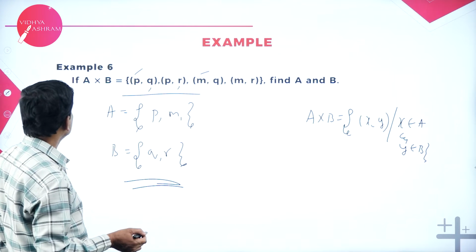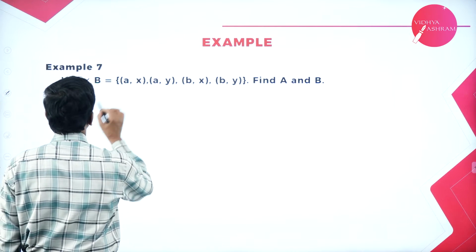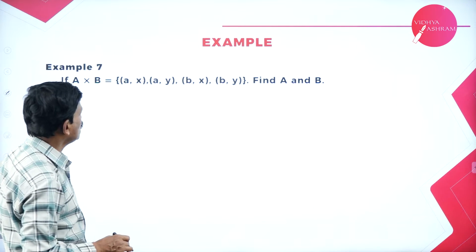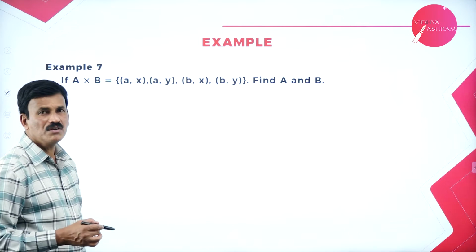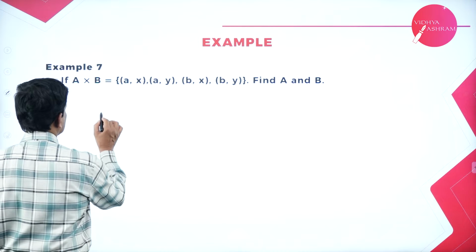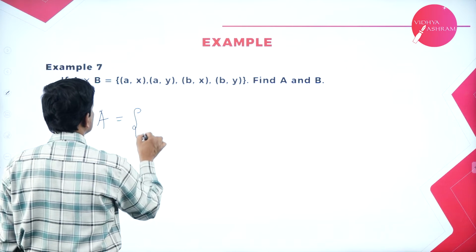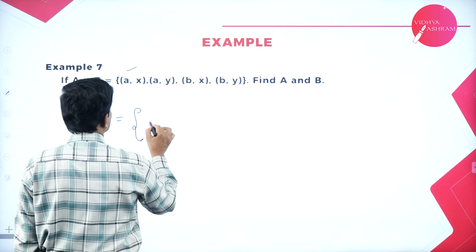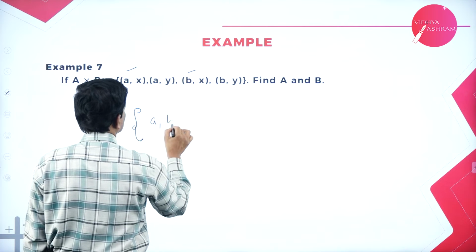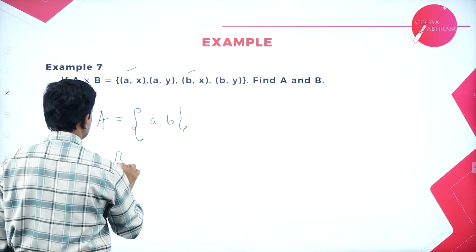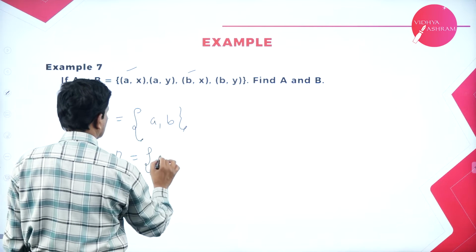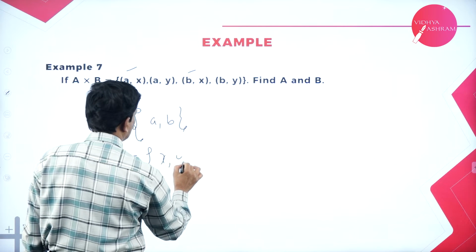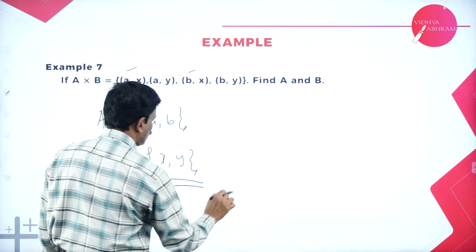Now let us come to a similar type of problem. If A cross B is equal to A comma X, A comma Y, B comma X, B comma Y, find A and B. So as I told, A is nothing but the first members, A and B, and B is equal to the second members. What are the second members? X comma Y. That's it. These are the values of A and B.